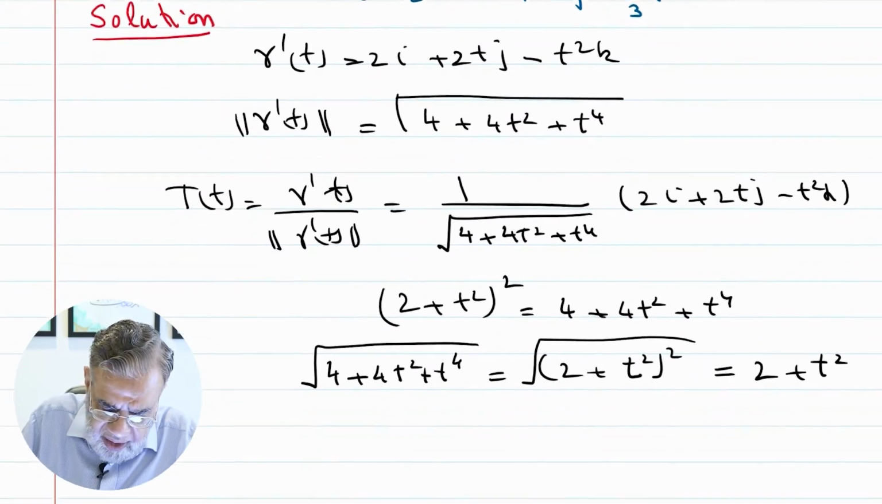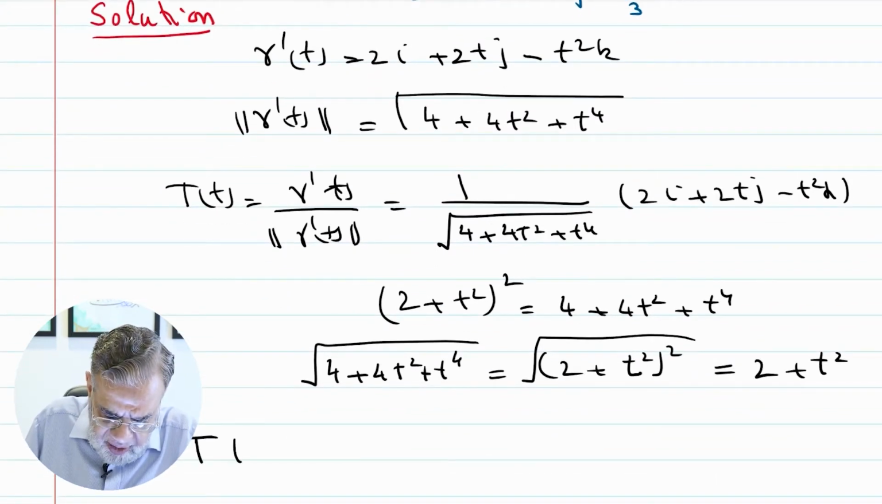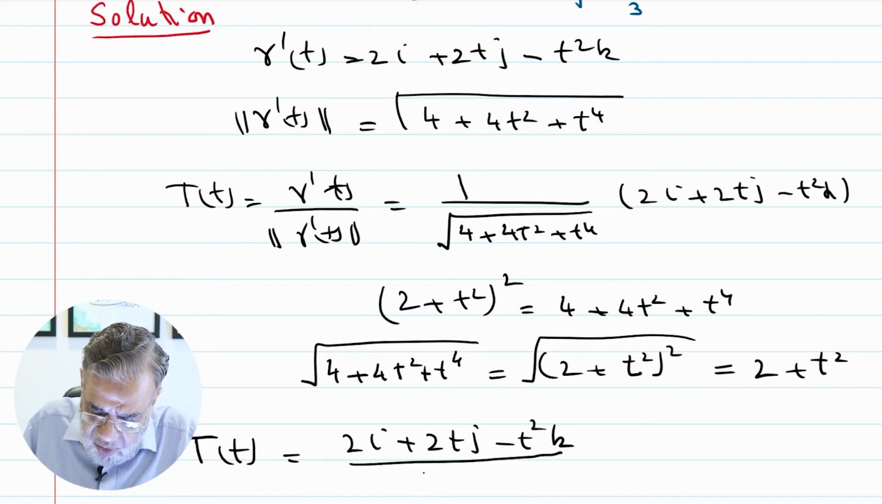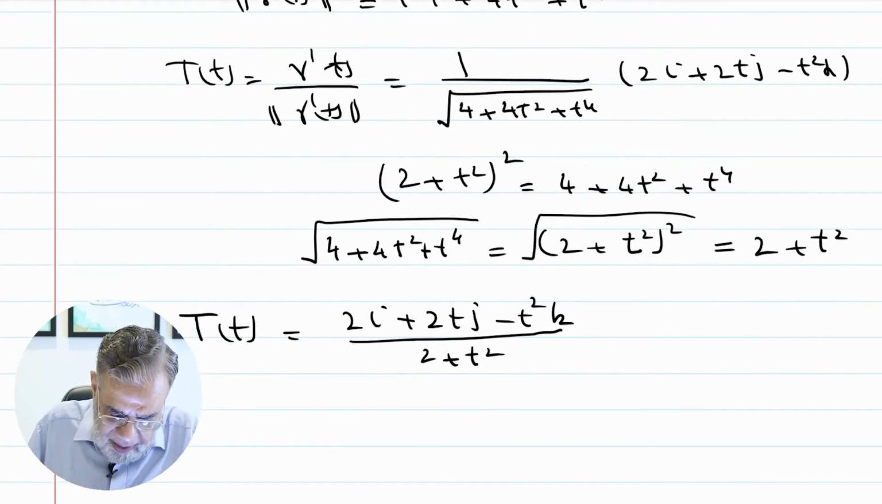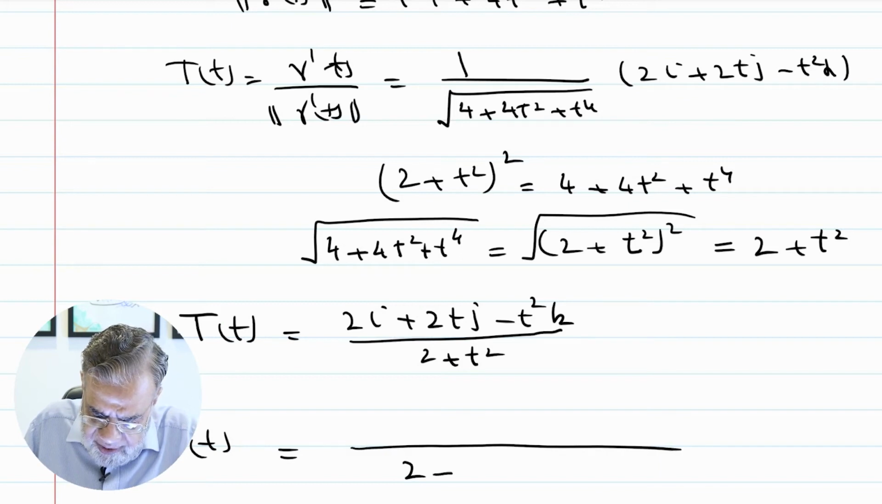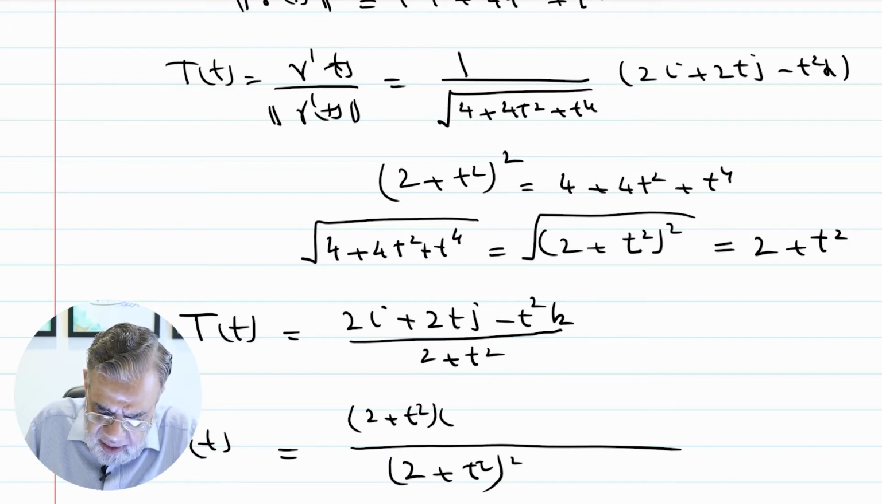So I simplify this and can write T(t), the unit tangent vector, is equal to (2i + 2tj − t²k) over (2 + t²). Now I find T'(t), and we use the quotient rule for that. This is equal to the root of (2 + t²)², and I am having 2 + t², and take the derivative of this.